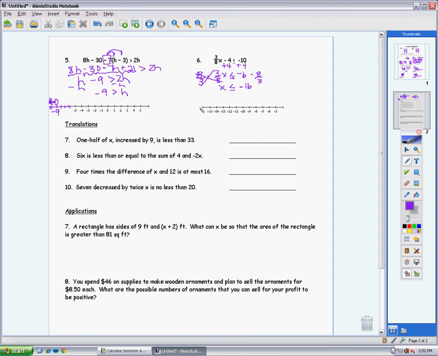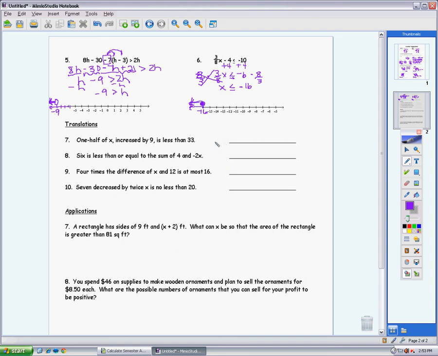Again, my graph is not quite long enough. I'm going to add negative 16 there. And x is less than or equal to, so it's going to be a solid dot, and then it's going to be to the left. Negative 16.